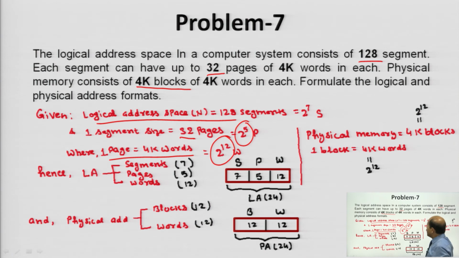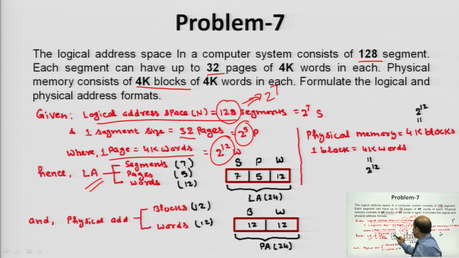The data is given. Now, the logical address space, as we have already discussed in the virtual memory concept in our previous lecture, where we did the logical address mapping, the logical address is converted into 3 parts: segment, page and word. How many segments are there? We can see here 128 segments. How many bits are required? Because 128 equals 2 to the power 7, 7 bits are assigned to the segments, and each segment has 32 pages.